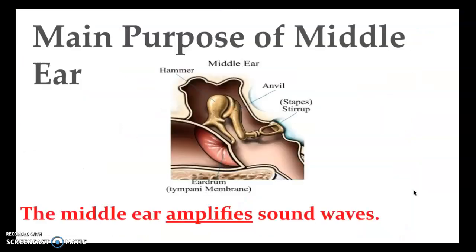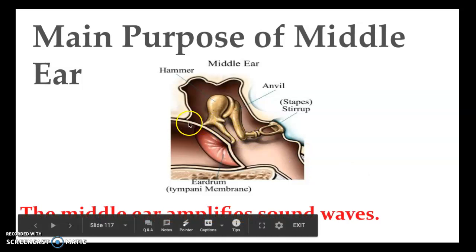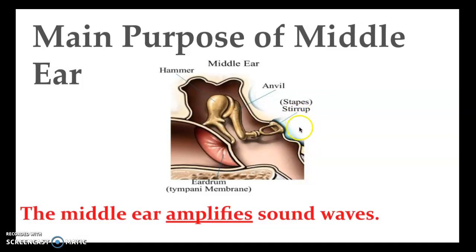Alright, so the main purpose of the middle ear is to once again amplify the sound waves. One, by taking it from sound in a larger area to what's actually going to be inside of this, which is liquid, which is in a smaller area. So it's able to take it and compress it once again.